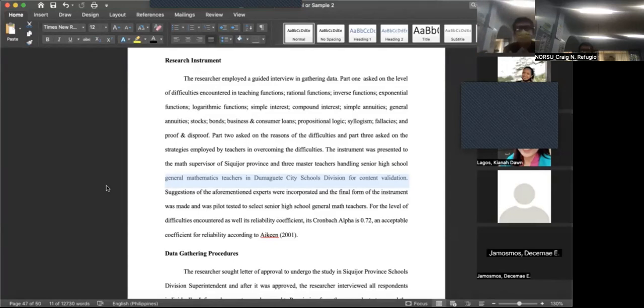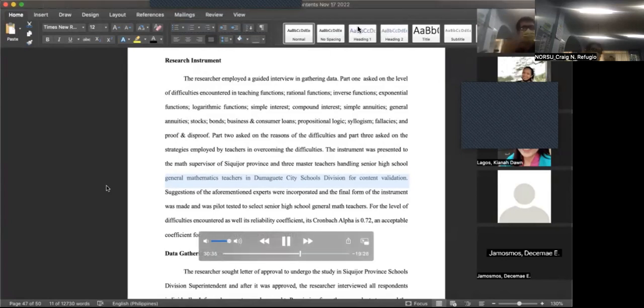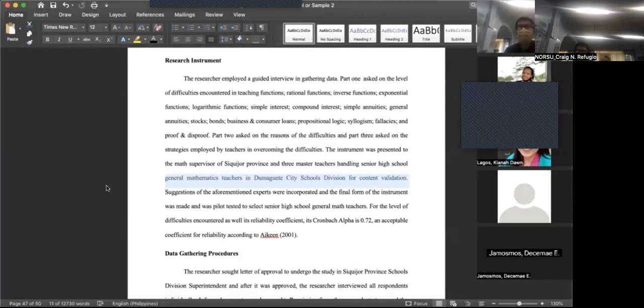So again, what's the purpose of pilot testing? Could anyone tell me a synthesis on what's the purpose of pilot testing? Okay, Miss Kolbe. To find out if it is readable or understandable, sir. Okay, to find out the readability and understandability of all items in the research instrument. And another one is what? Other thing aside from readability and understandability? Go ahead, ma'am.